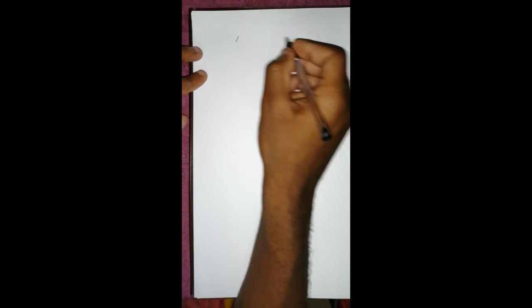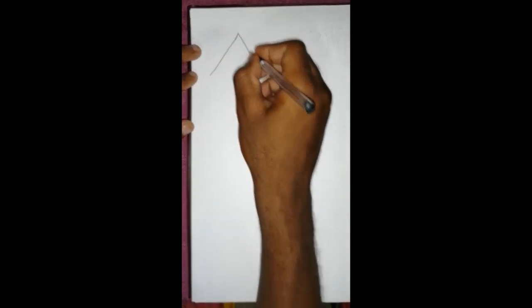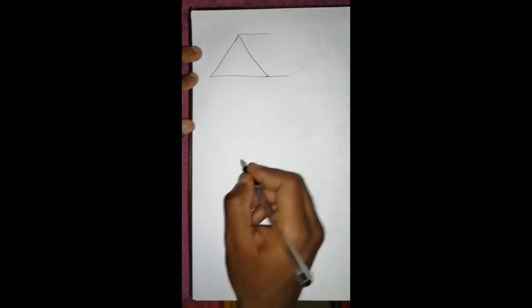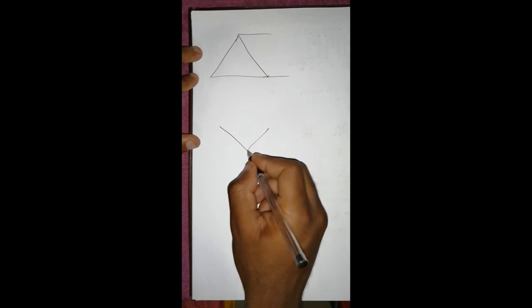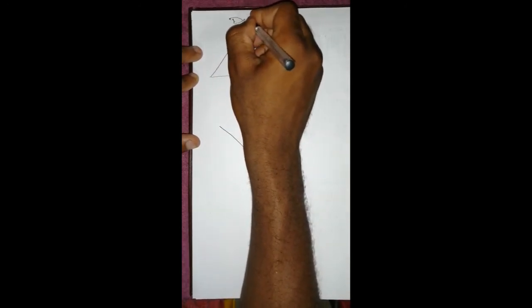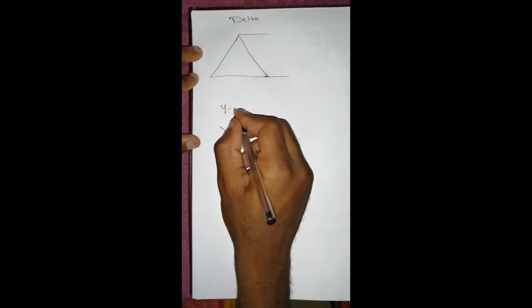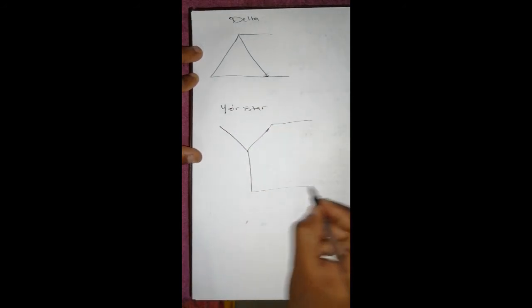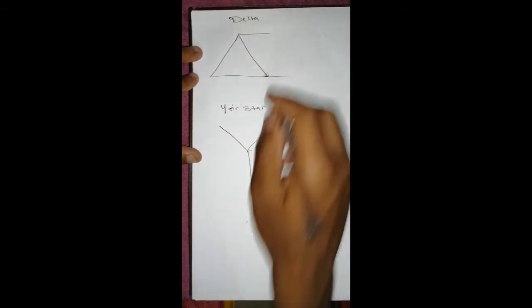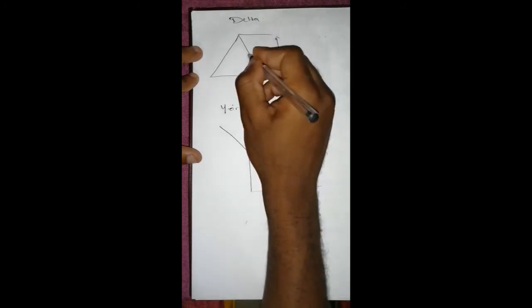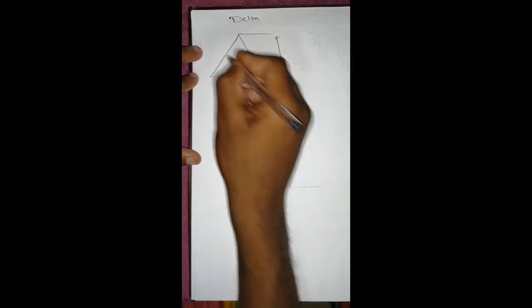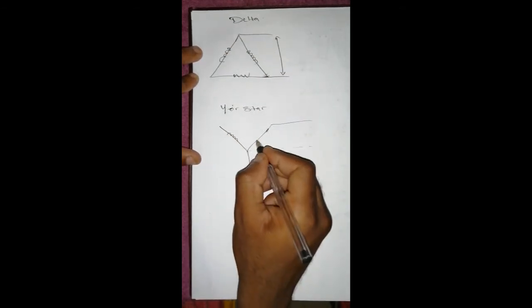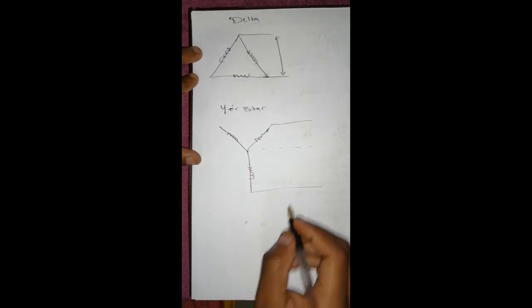And then for three phase transformers, we've got two configurations whereby one is delta and the other one is Y or star. So there's delta, there's Y or star configuration, and in this one we've got this, this, and we've got this as neutral. So here we've got windings, here we've got windings, and there we also have windings.